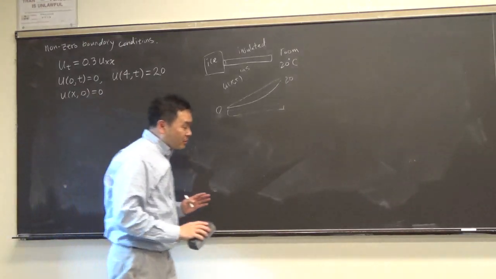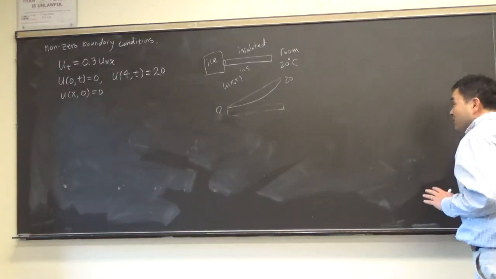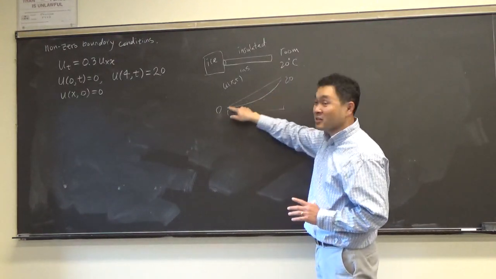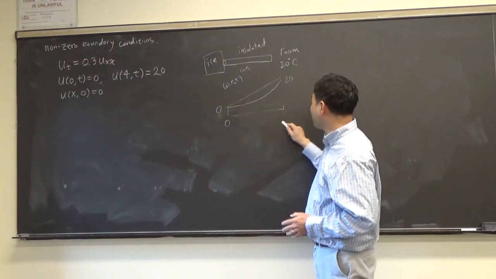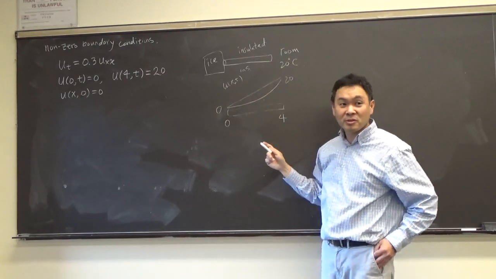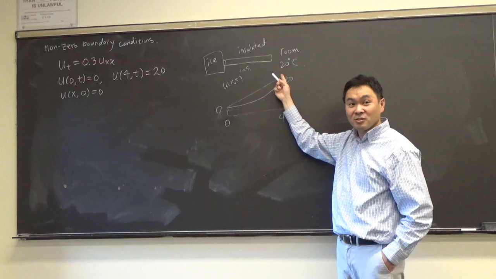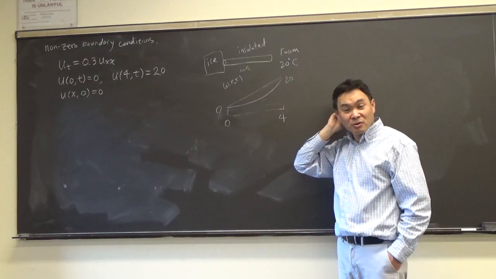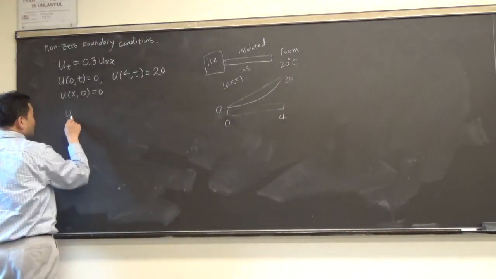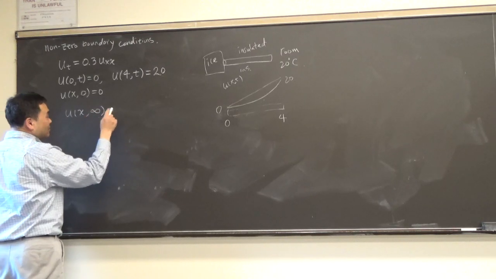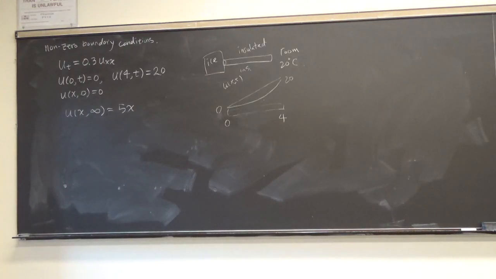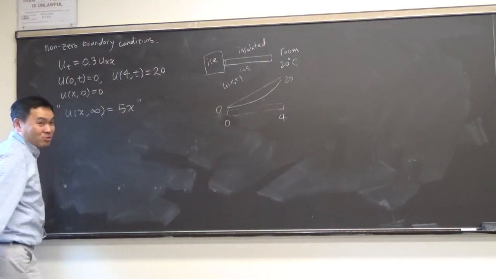And here, really the idea is that at time t infinity, it's going to be this straight line. So let's see, x from 0 to 4, and a straight line from 0 to 20. What's the slope? Change of y is 20, change of x is 4, so the slope will be 5, right? So we know that u(x, infinity) should be 5x. So that's our physical intuition of what's going to happen.